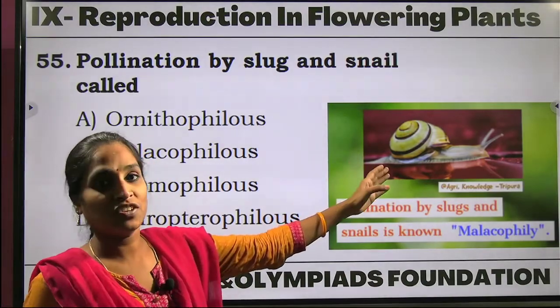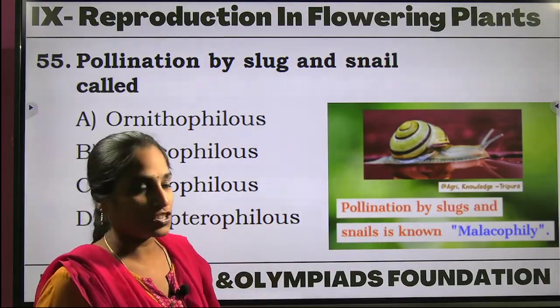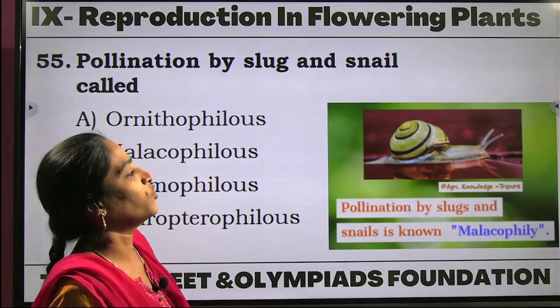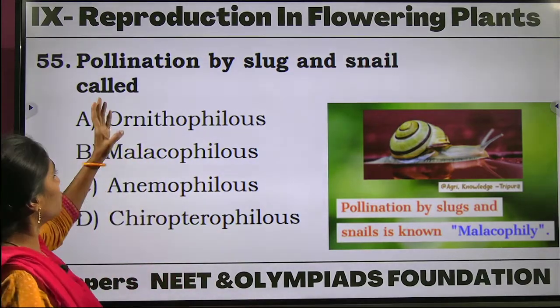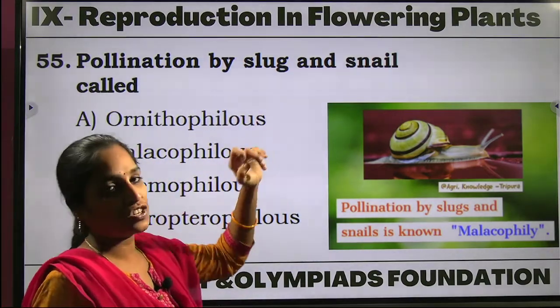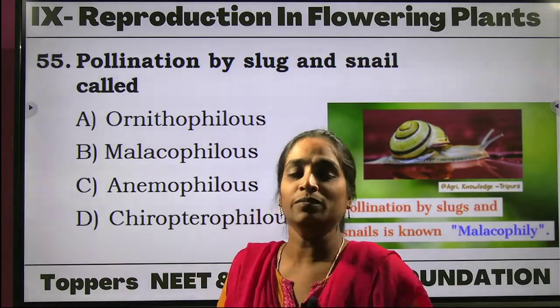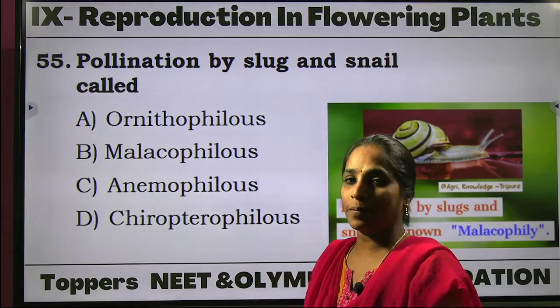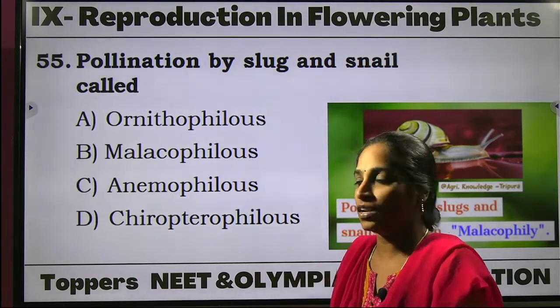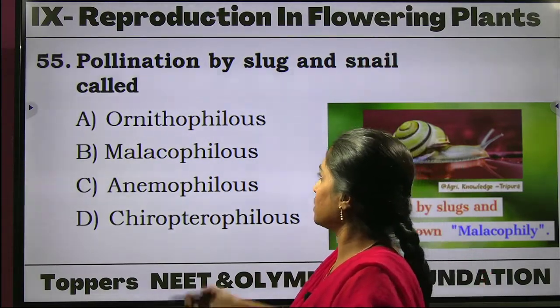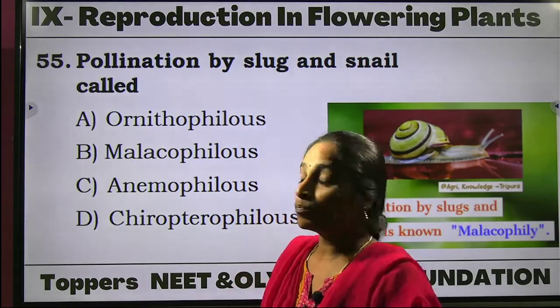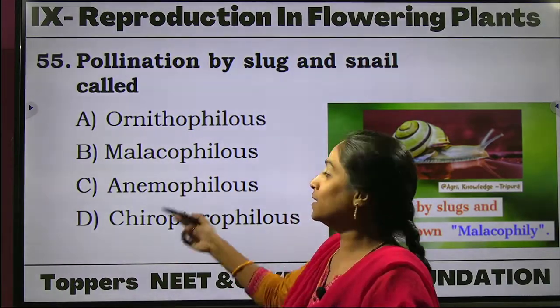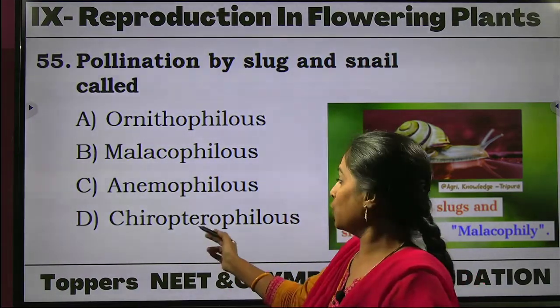What is this? A snail. The picture indicates the snail. So let us see what we are going to discuss about the snail. Pollination by the slugs and snails. Slugs and snails belong to phylum Mollusca. So through the slugs and snails the pollination occurs. What is the name of that pollination process? Is it ornithophilous, malacophilous, anemophilous or chiropterophilous?